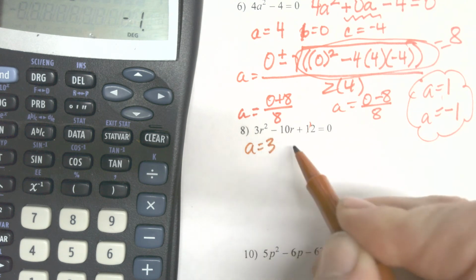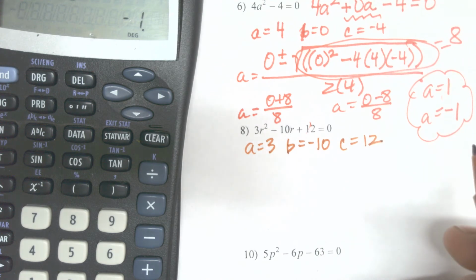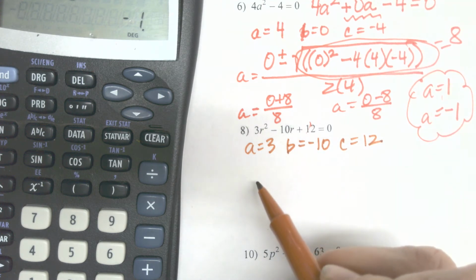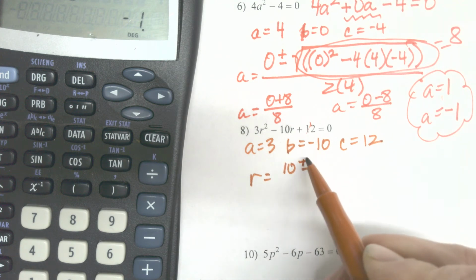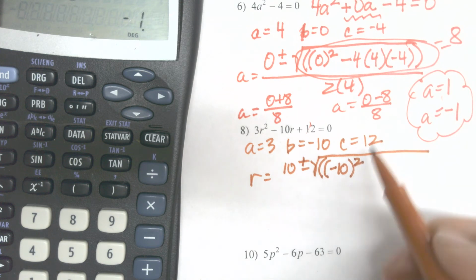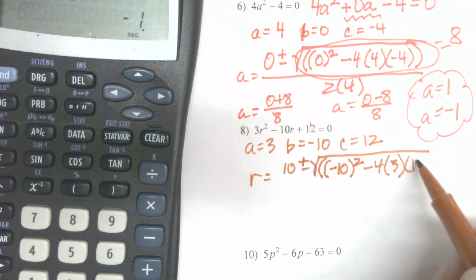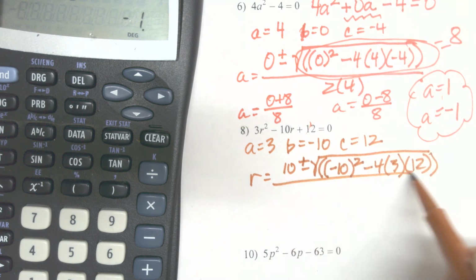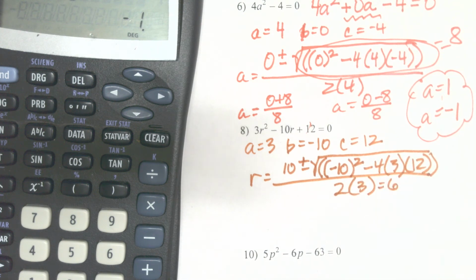A is 3. B is -10, C is 12. R equals the opposite of B, plus or minus the square root of, parenthesis, negative 10 squared, end parenthesis squared, minus 4 times 3 times 12, all over 2 times 3. Bottom is 6. I can do that math right away. Top, I use my calculator.